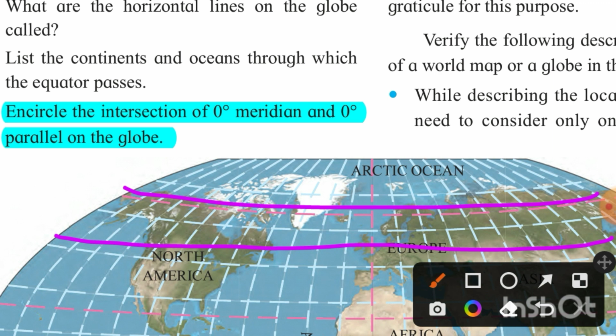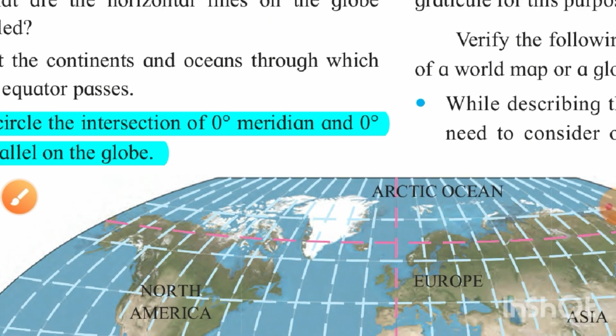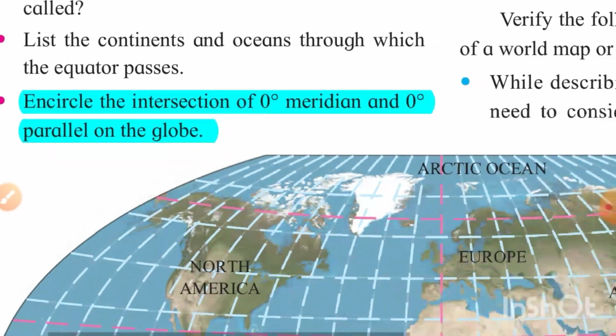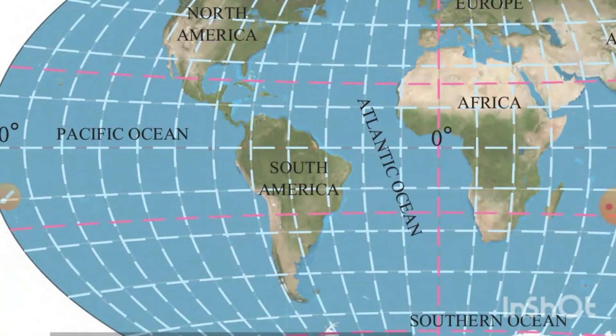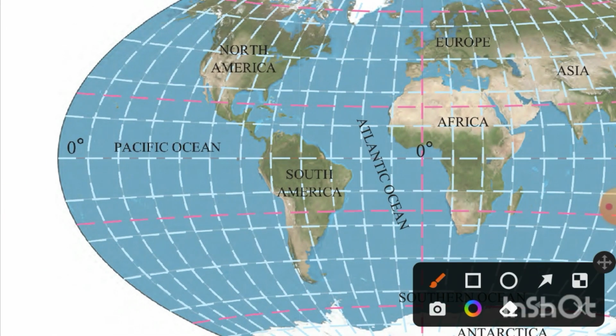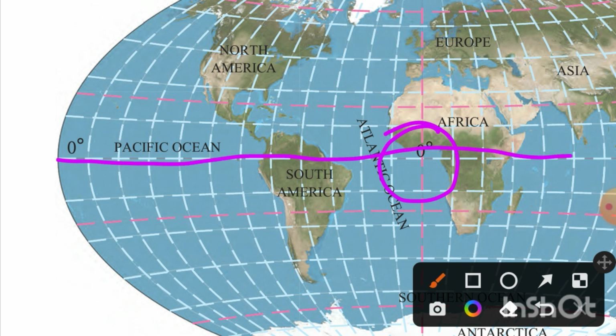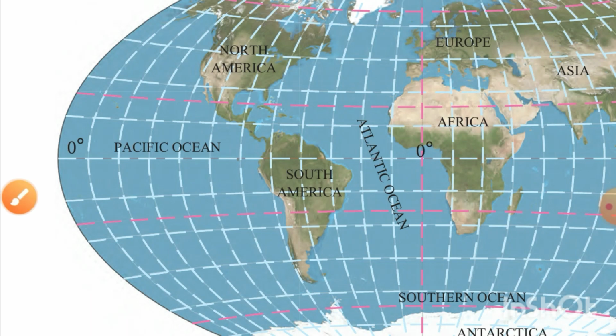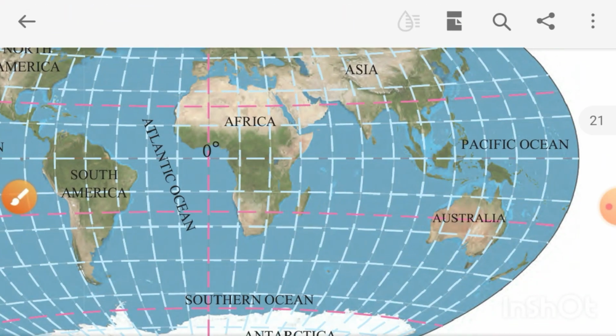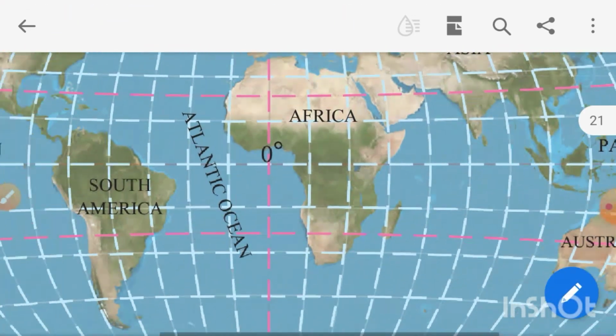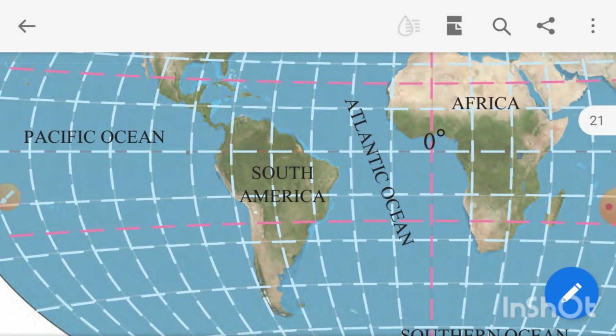And the second question, list the continent and ocean through which the equator passes. So the equator, you can see it's written here, 0 degree. So this will be the equator. And so the ocean, let's say which ocean passes through the equator? Pacific Ocean, Atlantic Ocean. Okay, again here it's Pacific Ocean. So there are two oceans which pass through the equator, Pacific and Atlantic Ocean.